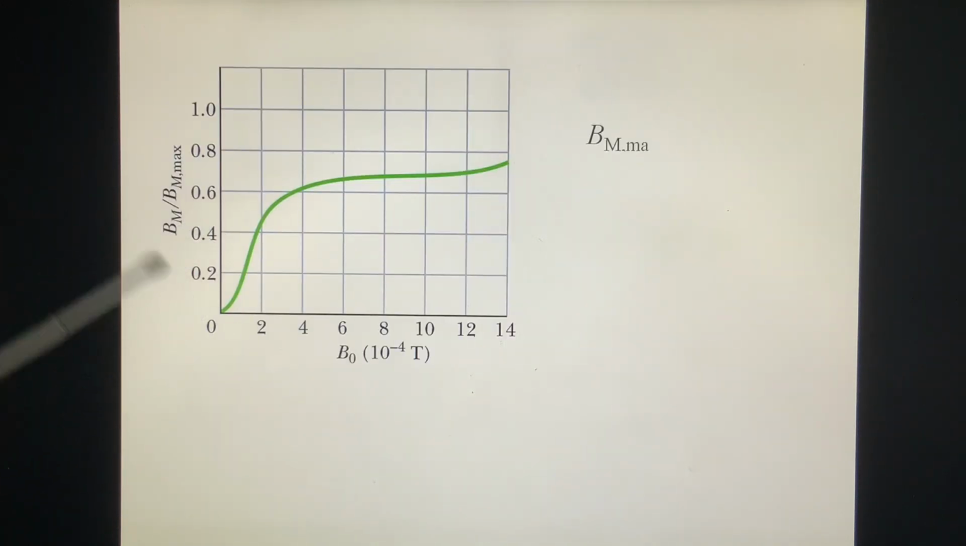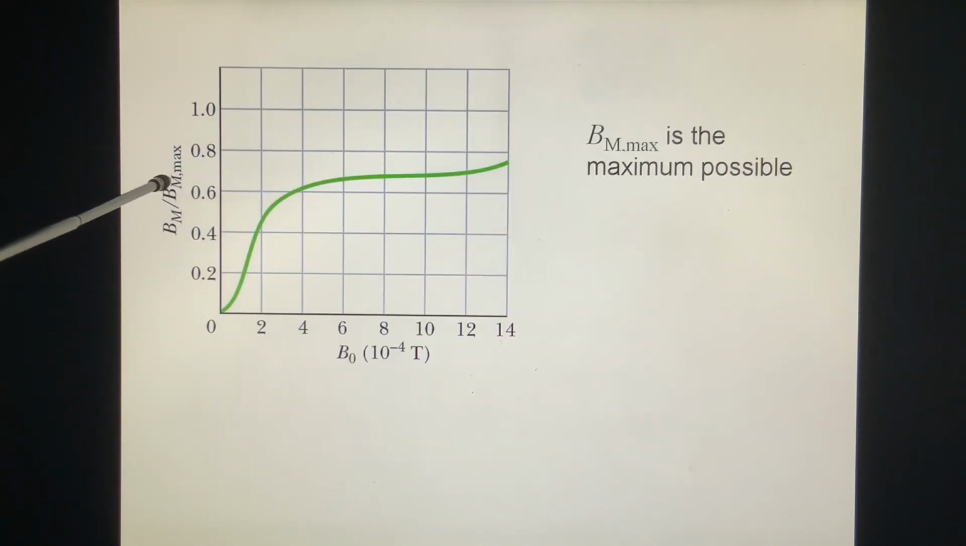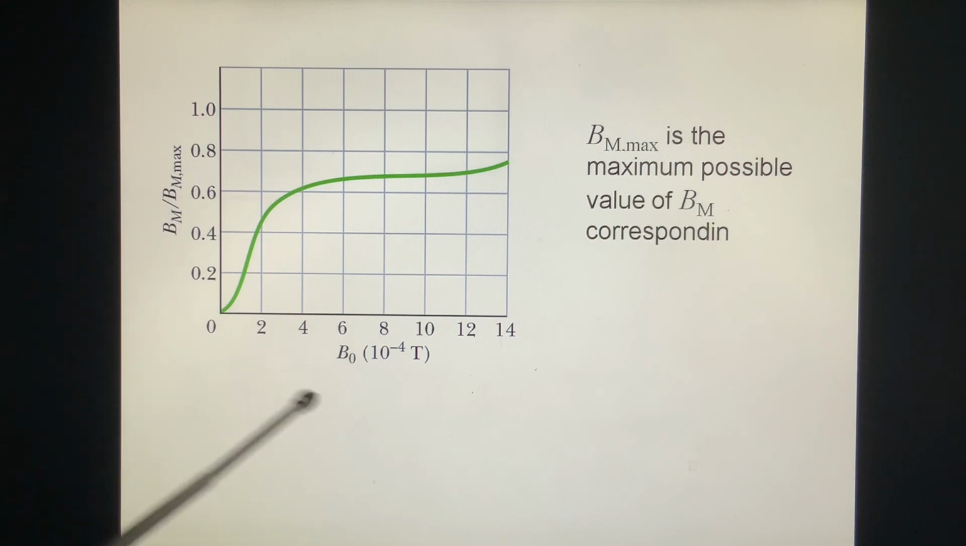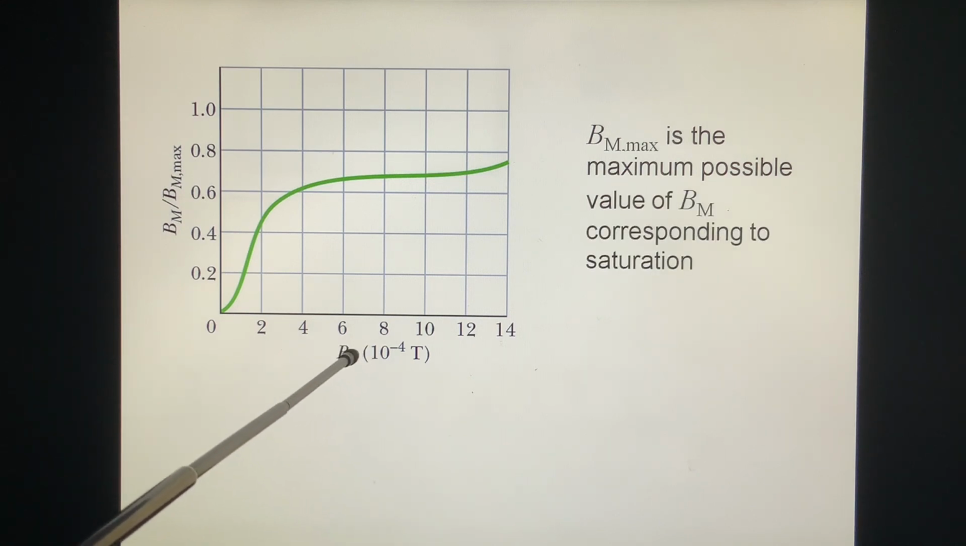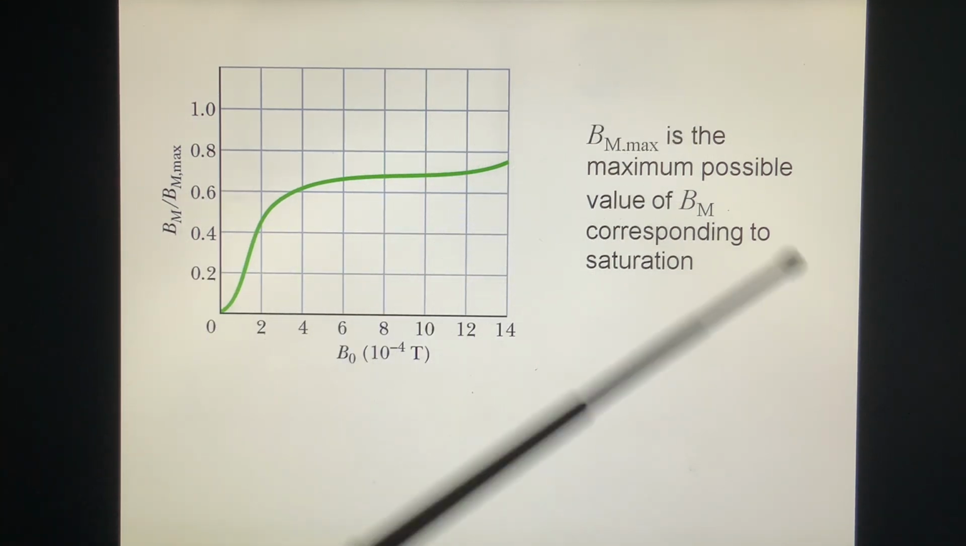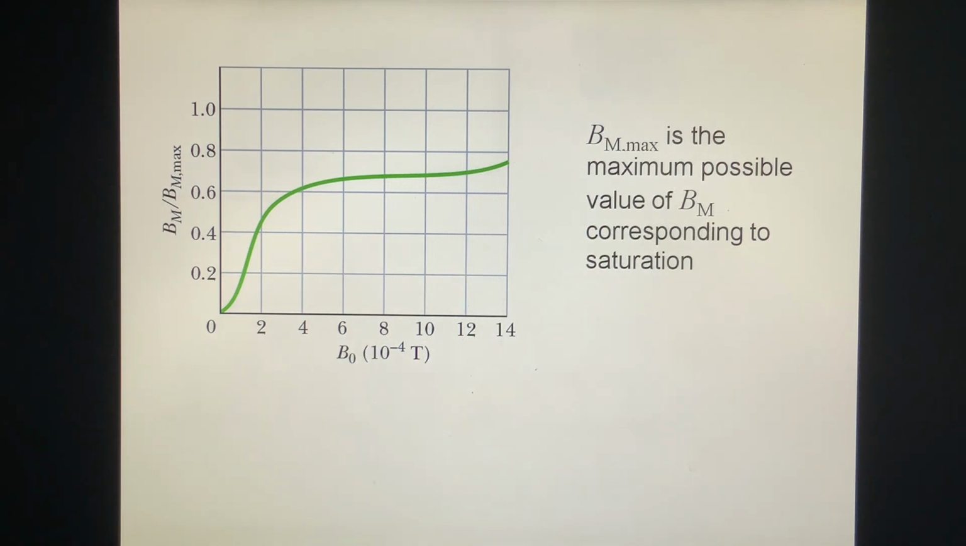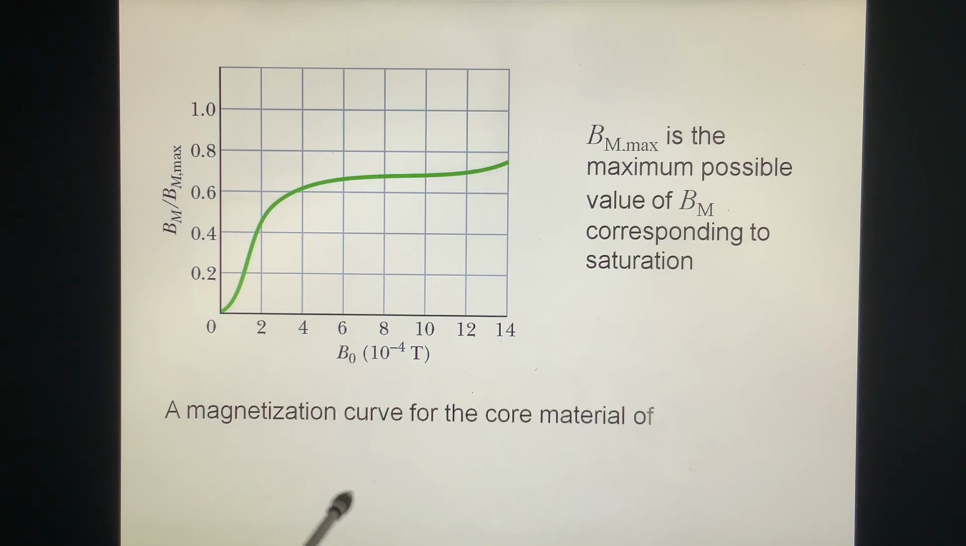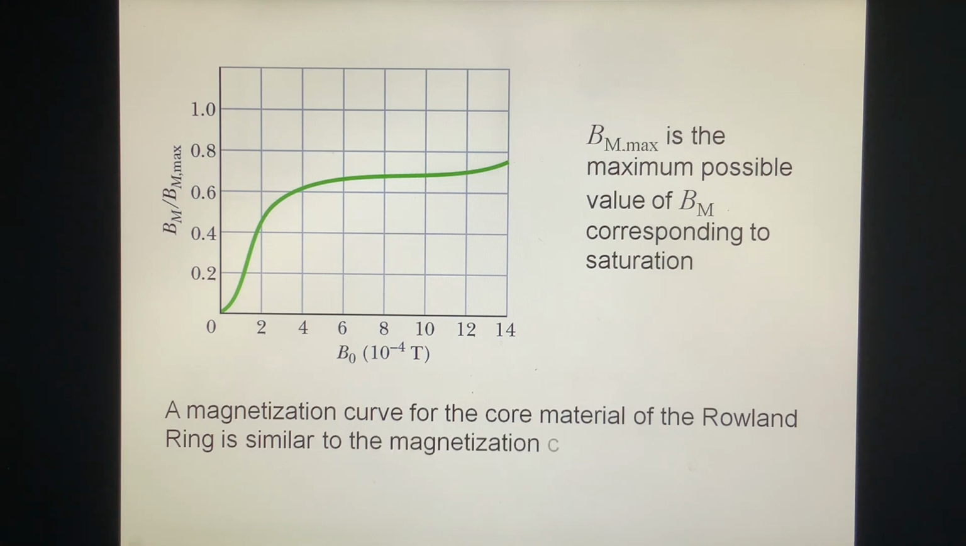This is the curve, B_M over M_max. This is B0, the original magnetic field. B_M maximum is the maximum possible value of B_M, corresponding to saturation. A magnetization curve for the core material of the Rowland ring is similar to the magnetization curve for the paramagnetic material.